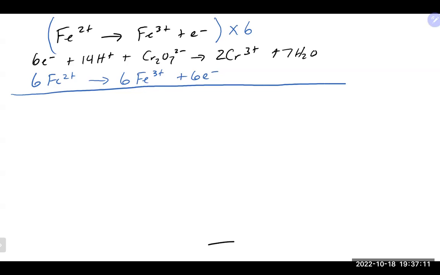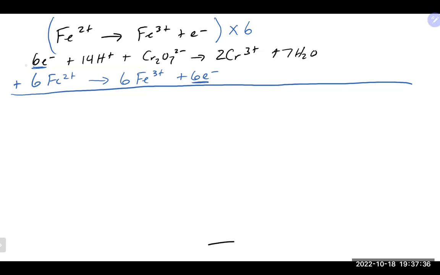Now that I have the electrons the same, and by the way, are the electrons on the same side of the arrow or opposite sides? Opposite sides, which they always should be. For the chromium one, that was our reduction, and we have our electrons on the left-hand side, which makes sense. This was our oxidation, which we have our electrons on the right-hand side, so that makes sense.